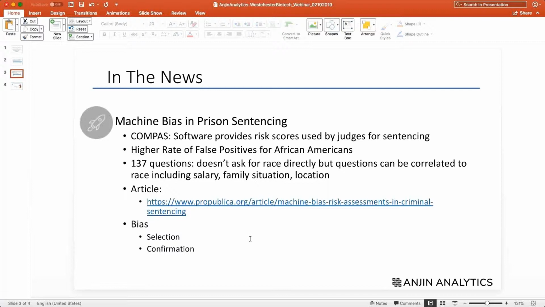And so it's just bringing up another issue where decisions are being made by judges to provide sentencing for people. And if the software is not being fair and balanced, therefore our sentencing is not going to be fair and balanced as well. So this is, I think, another major concern that needs to be addressed.